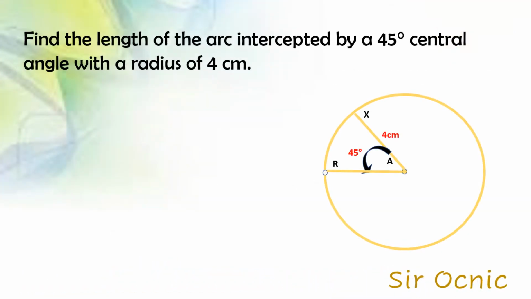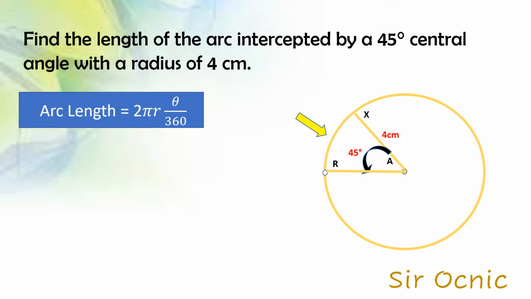Let's try our first example. Find the length of the arc intercepted by a 45-degree central angle with a radius of 4 centimeters. In the given figure, we were asked to identify the measure of the length of arc RX. The given facts are radius is equal to 4 centimeters and the central angle which measures 45 degrees.